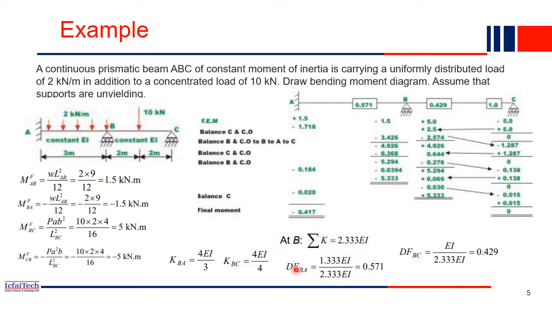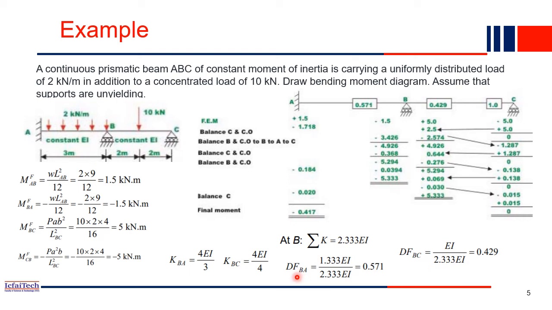Now another term here is the distribution factor, DF, which we have to calculate. This is our third step. The first step is to calculate the fixed end moment. This is over. The second step is to calculate the stiffness factor K. That also we calculated.